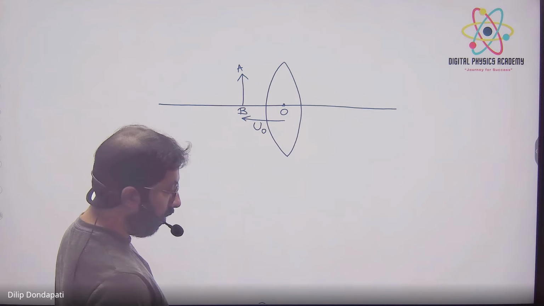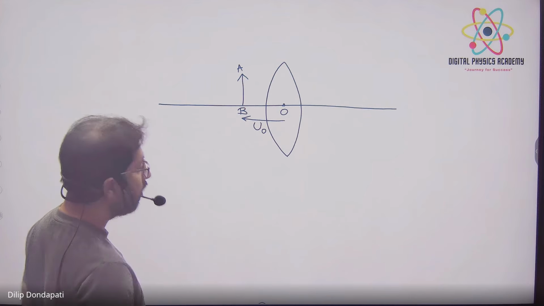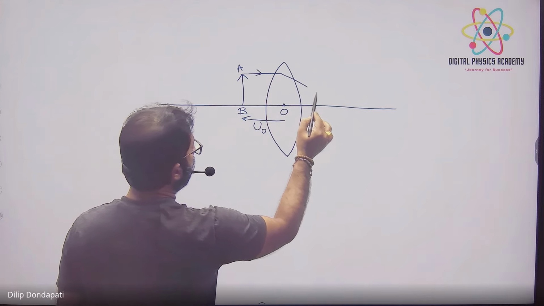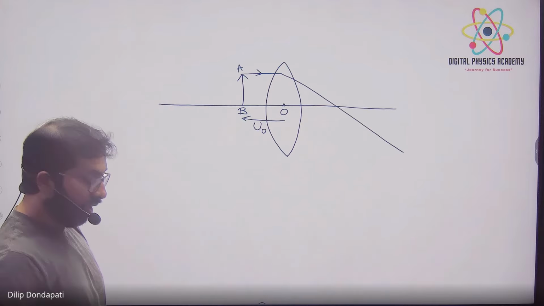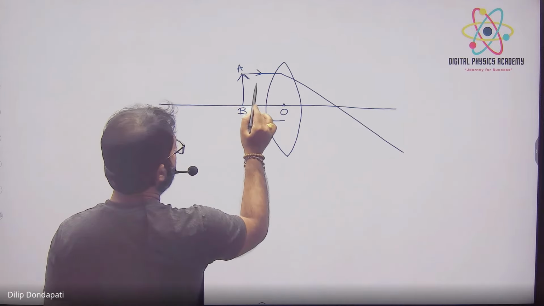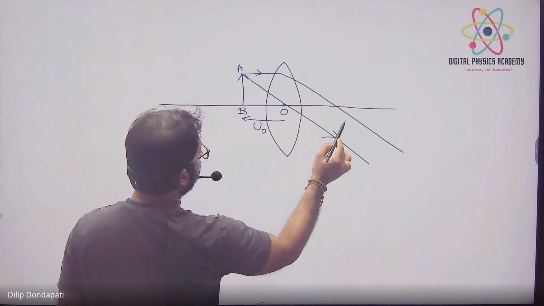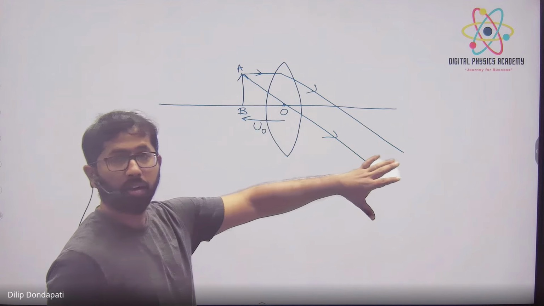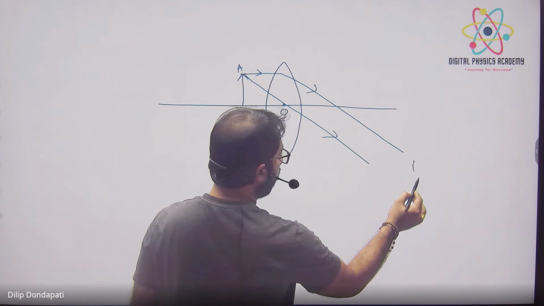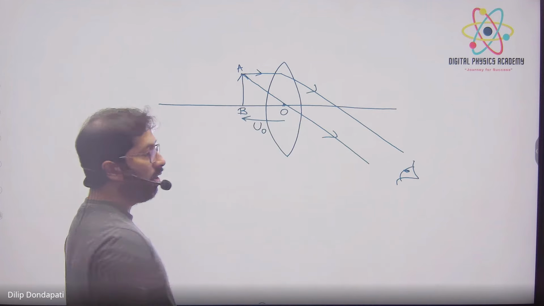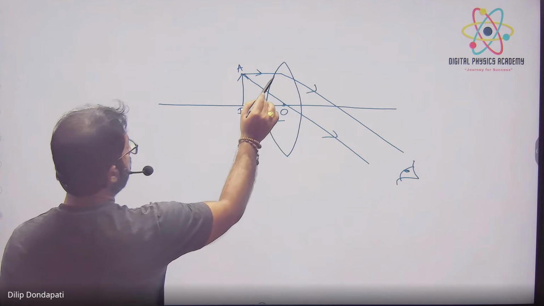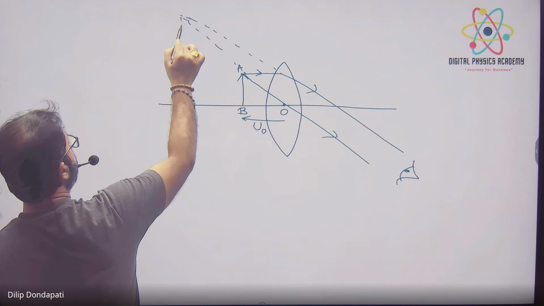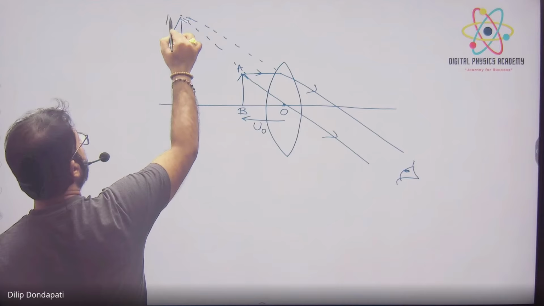Okay, so two rays should be coming. You know the ray diagram, right? One is parallel and passes through focus, and one goes from the optical center, it will go straight. This is the ray diagram we learn. Okay, it will not meet here, it will diverge, we are seeing from here, we will feel that the image is formed. If you extend backward, the image is formed here. This is A dash B dash.